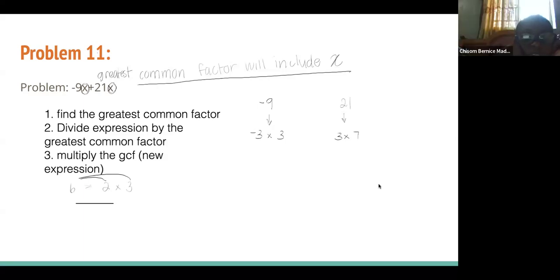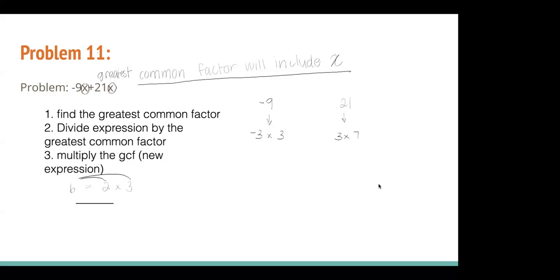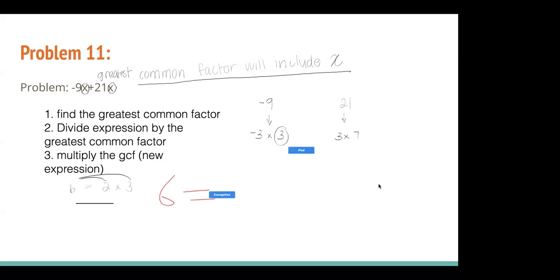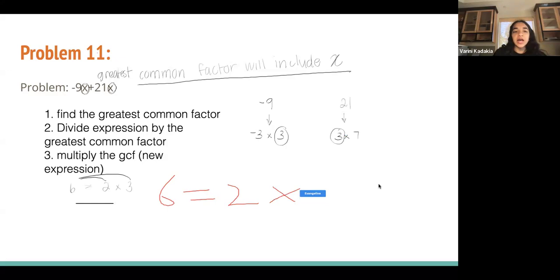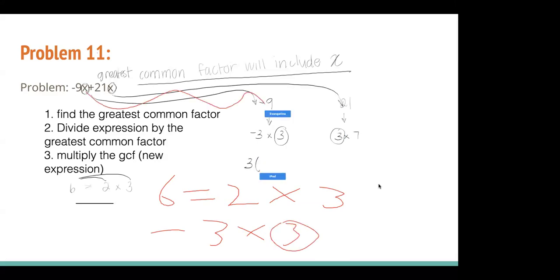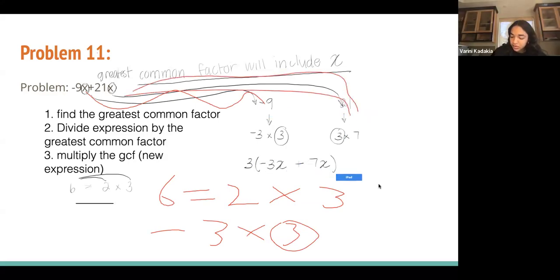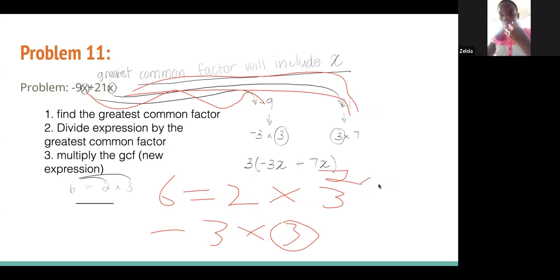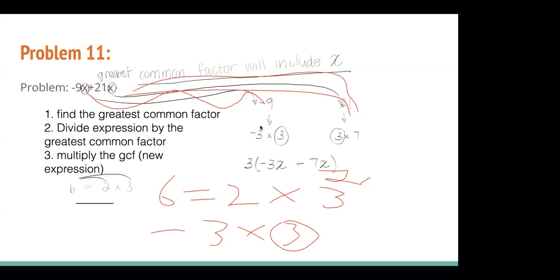Yes. Okay, so here, what number do we see in common? We see 3 here and we see 3 here. So now let's add back in the x's we had before. So we're going to get 3 times negative 3x plus 7x, right? Does that make sense to everyone?